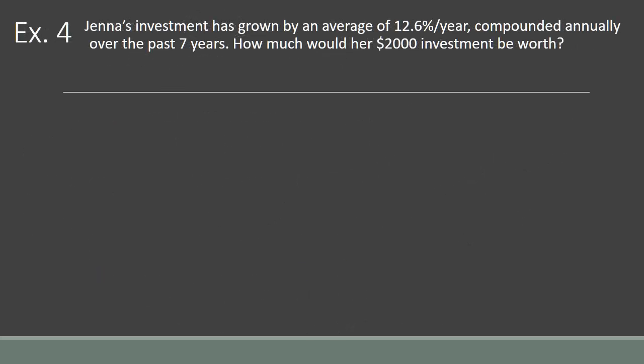And our last example, number 4. Jenna's investment has grown by an average of 12.6% per year, compounded annually over the past 7 years. How much would her $2,000 investment be worth? So again, you're looking for simple or compound. We see compound, then we see annually. That gives you your C value. We want to know how much it's worth at the end. That's our final amount. Our starting amount: she starts with 2,000.